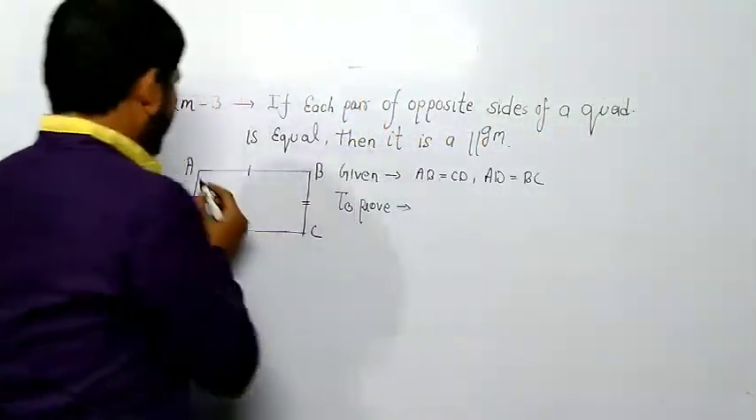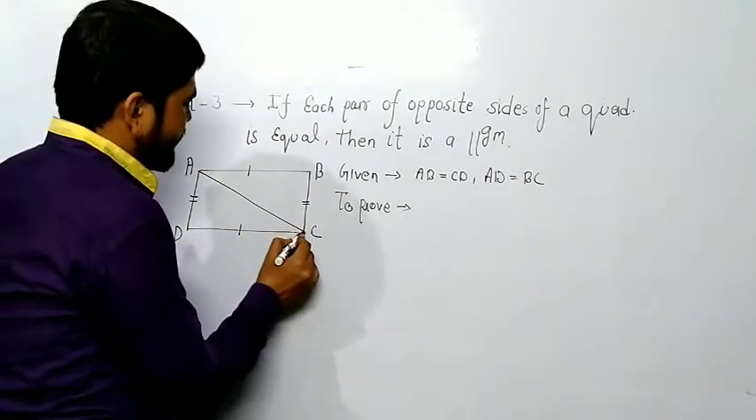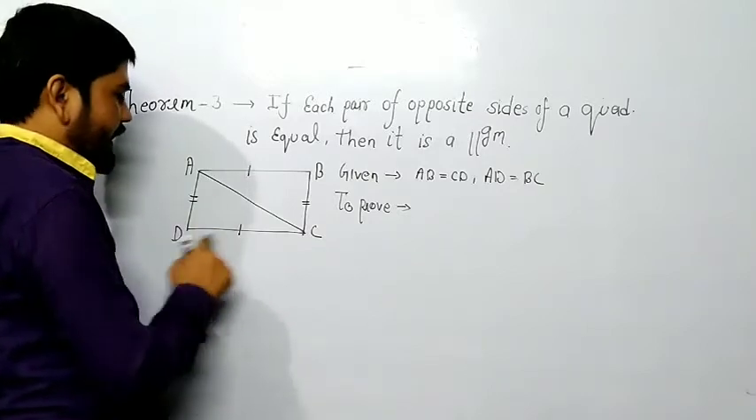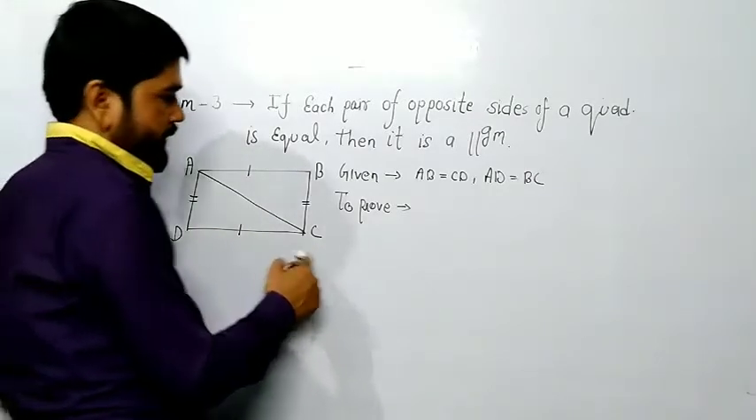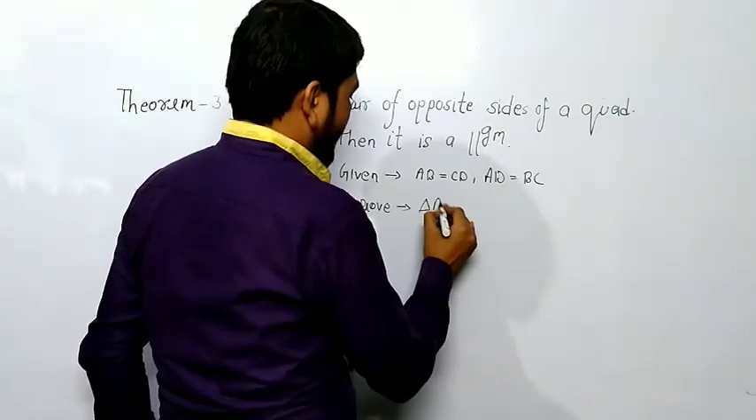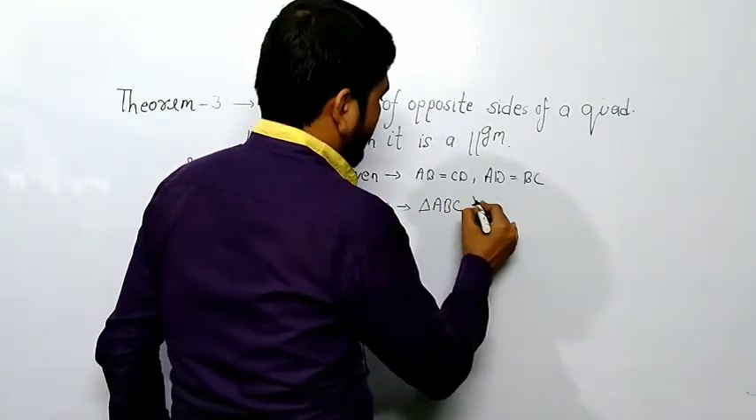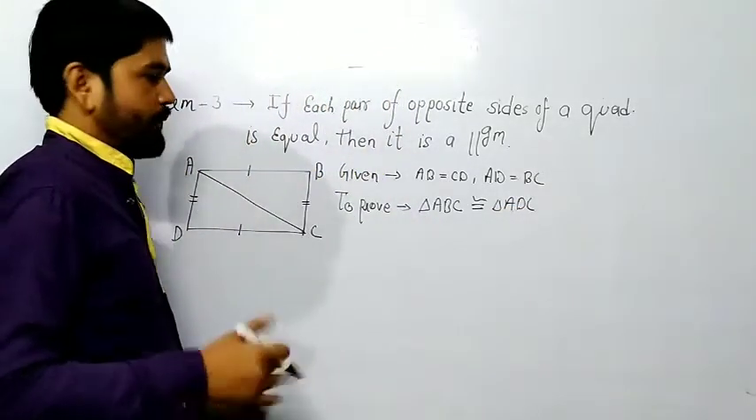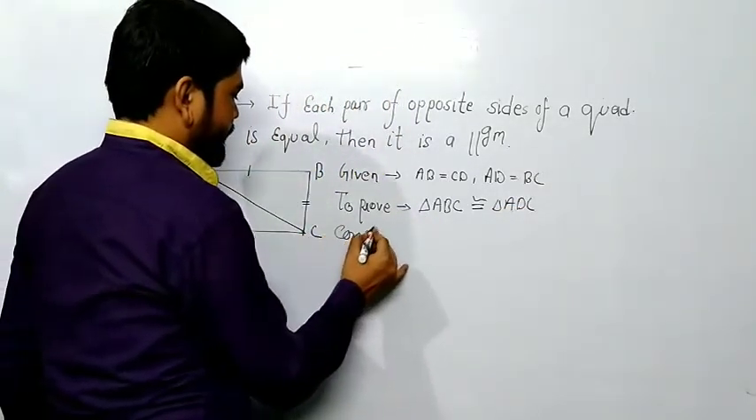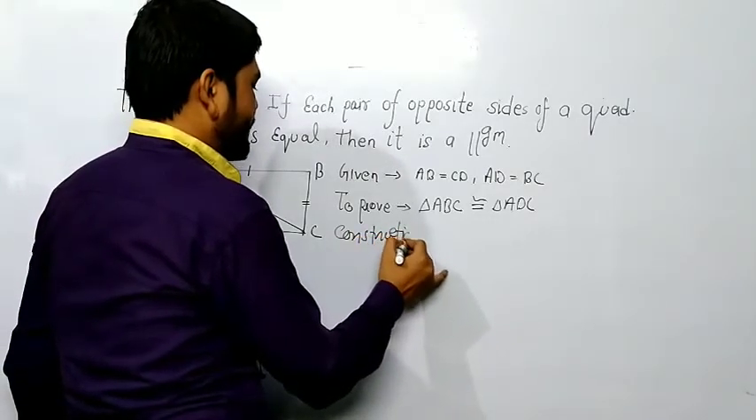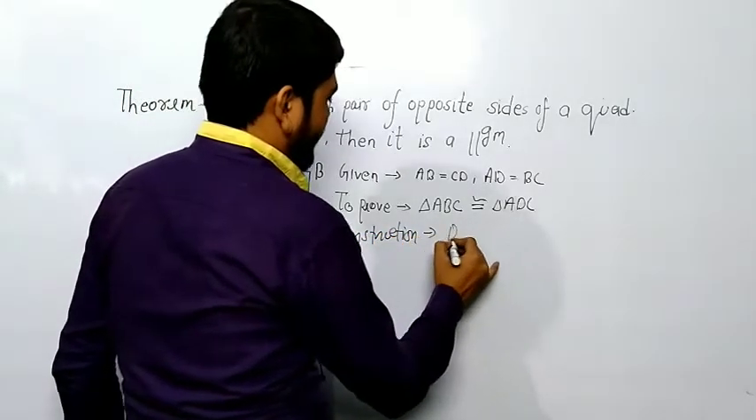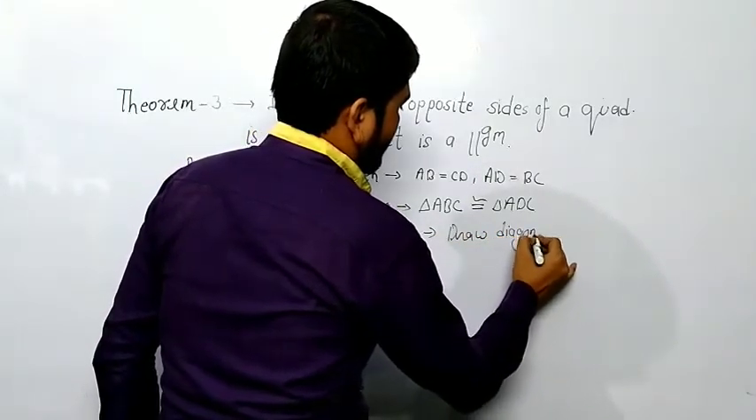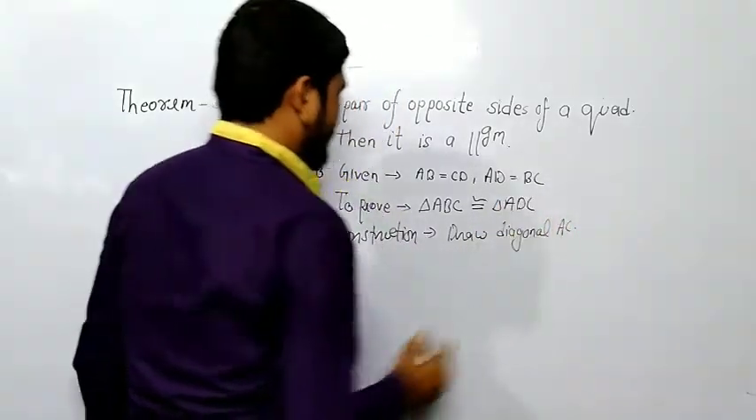So to prove, first we will draw a diagonal AC. We need to prove triangle ABC is congruent to triangle ADC. Now construction. What construction have we done? Draw diagonal AC. Okay students, now solution.